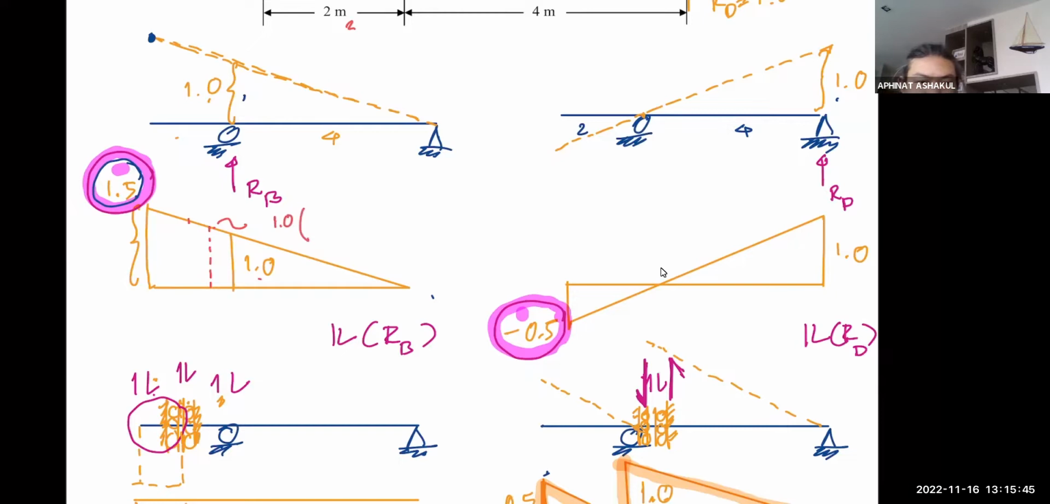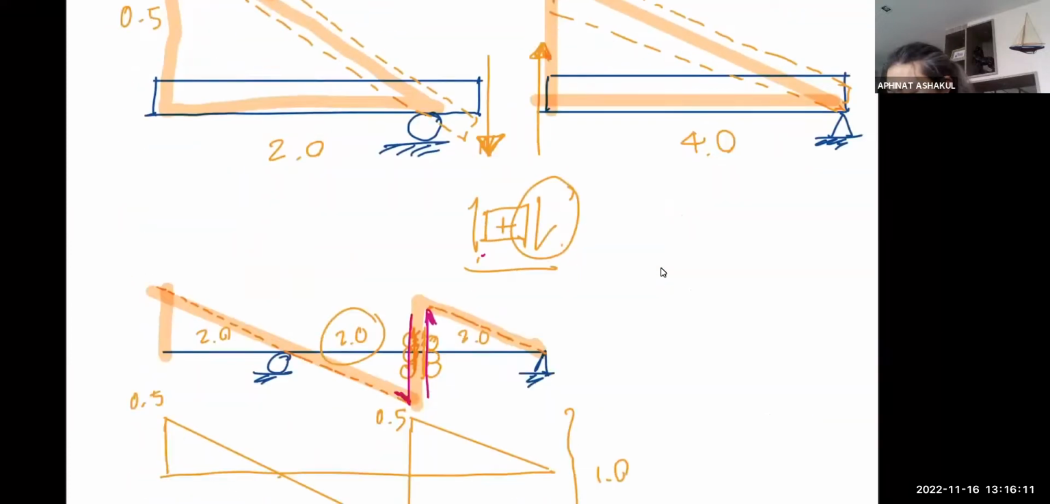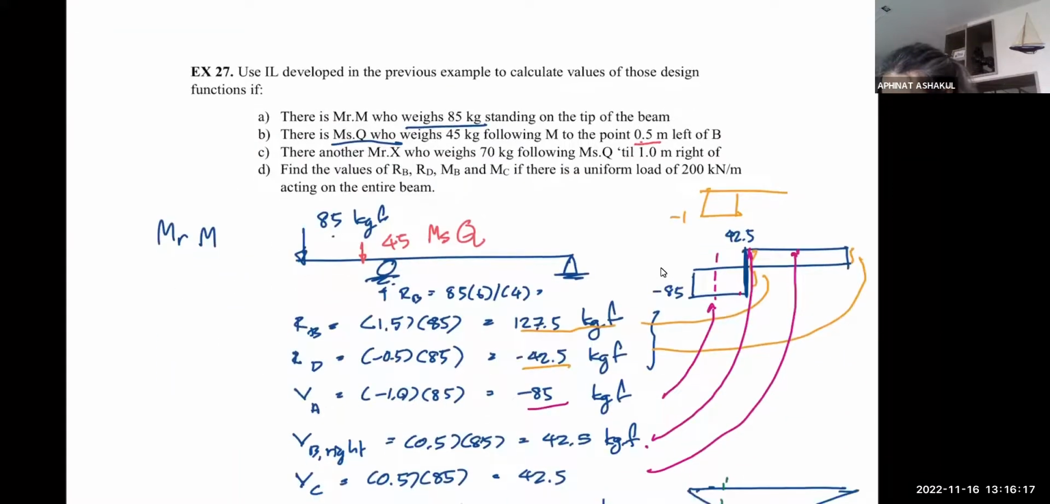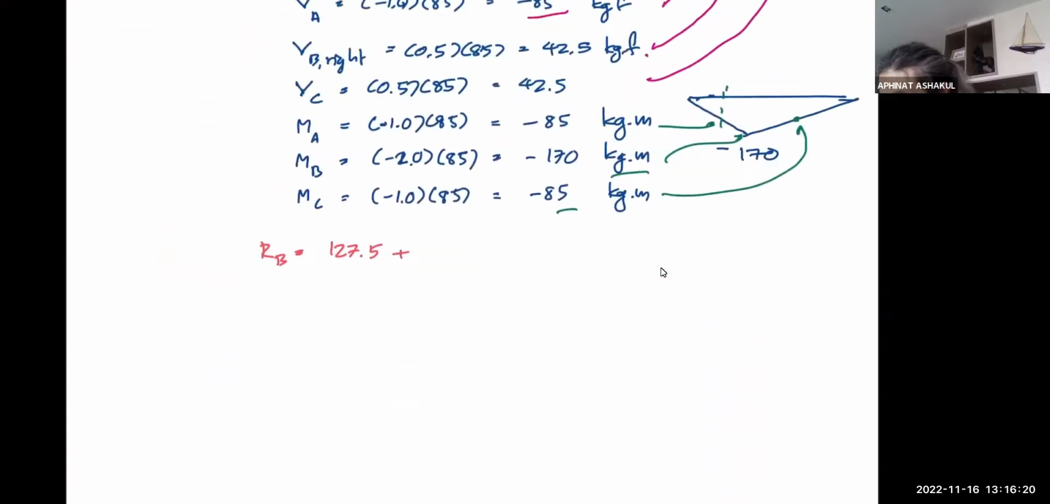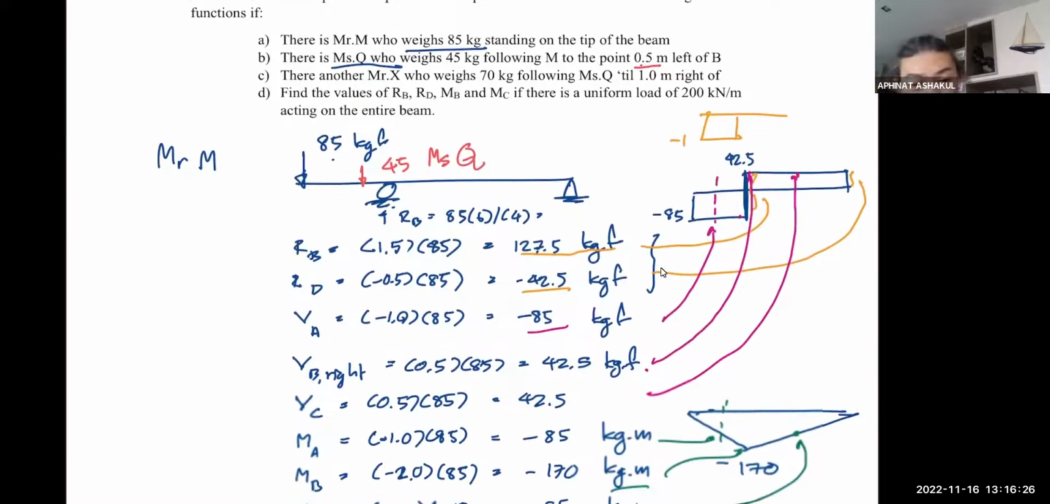And you use the similar triangle ratio. So this is going to be divided by 4, right? Because that's a triangle. And because it's 0.5 to the left, this becomes 4.5. So the ordinate of the influence line at that location is 4.5 over 4. It's 4.5 over 4 multiplied by the weight of Miss Q. And there you have your RB.